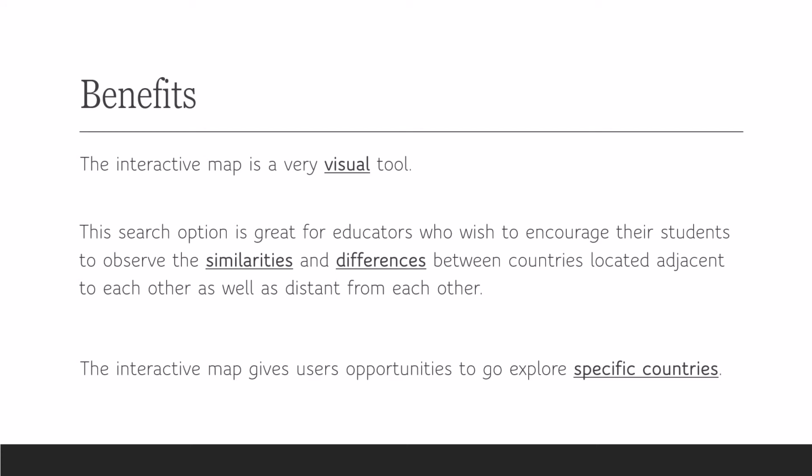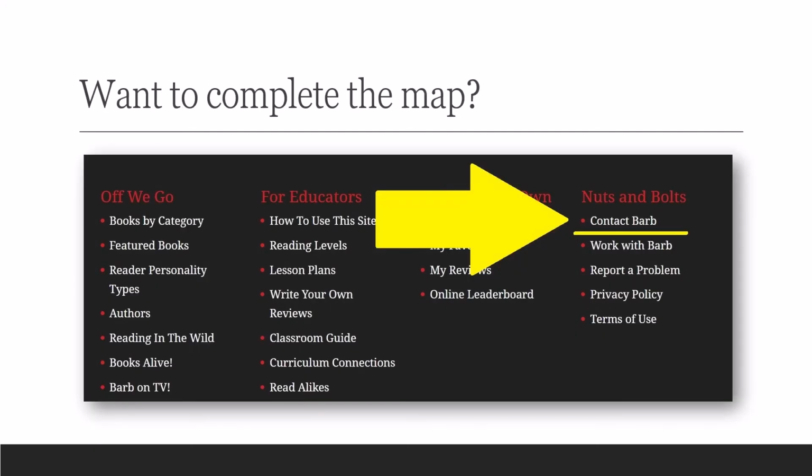And while the diversity quick links help educators locate books with characters who are part of some of the largest racial and ethnic categories, the interactive map gives users opportunities to go explore specific countries, such as Canada and the United Kingdom. From the demonstration, it is clear that the map is not complete.